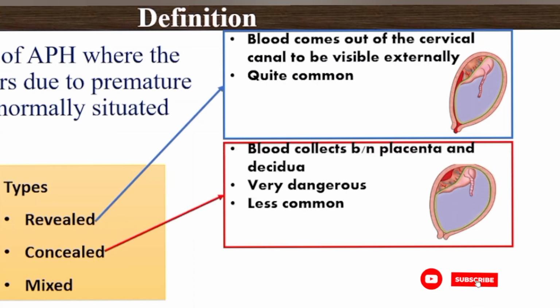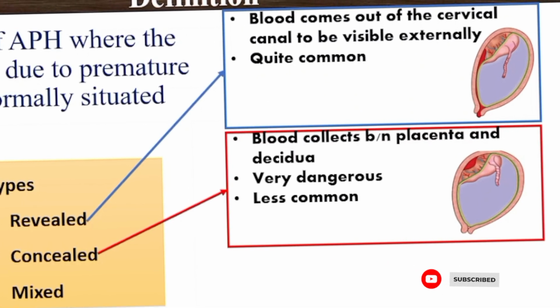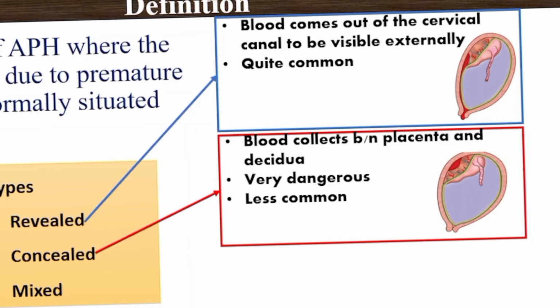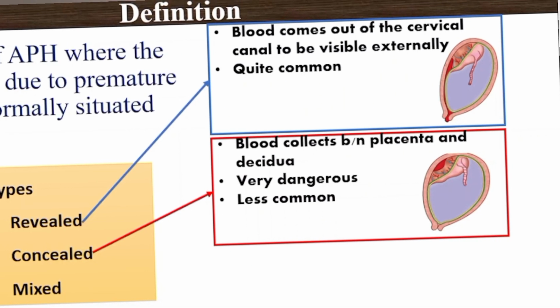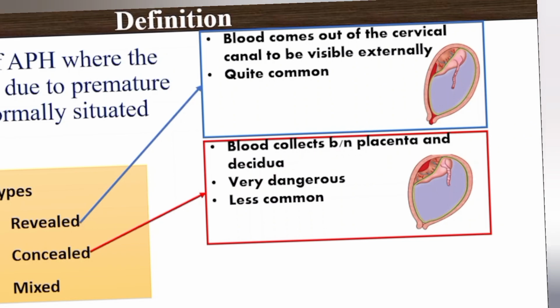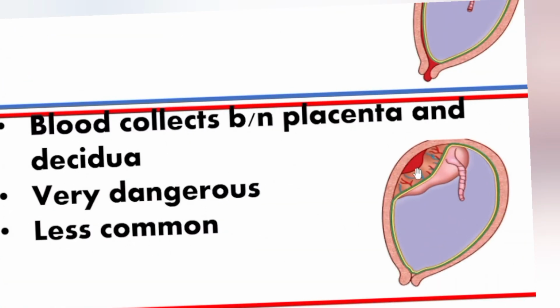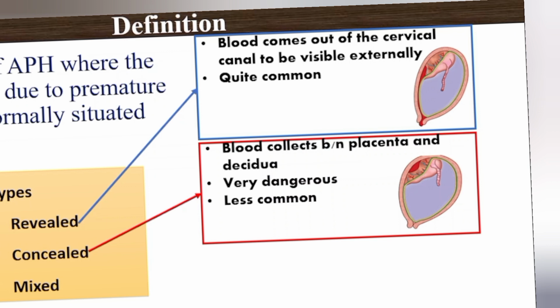Okay, the other is the concealed one, where there is no bleeding visible outside the vagina. The bleeding is collected in between the placenta and the decidua. So you can't see any bleeding outside. Look, this area is a collection of blood, which is collected between the decidua and the placenta. So in this type, there's no outside visible bleeding. So this is very rare, and it is very dangerous because the blood is collected inside the uterus. So we don't know what the condition is. So this is very dangerous.